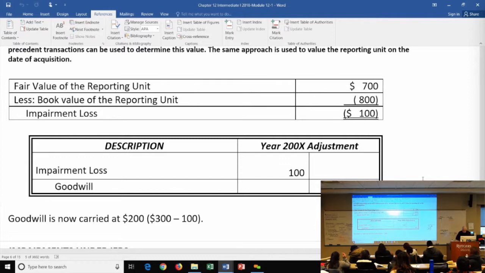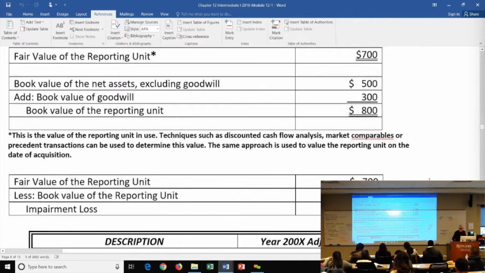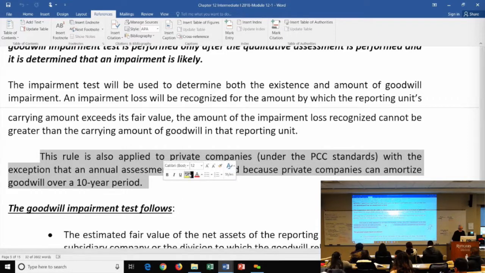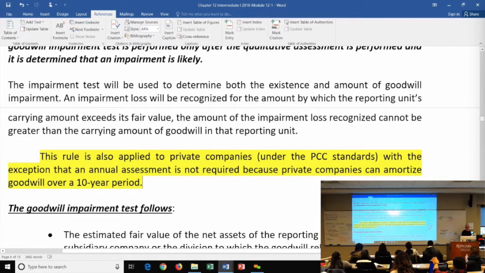Now, if you go into the textbook, you're going to find out that the older rules are a lot more complicated. This is a big simplification for U.S. GAAP. Now, I want to go over one more thing with you. Private companies can amortize goodwill over a 10-year period. They have the same test, except that the annual requirement is not in place.